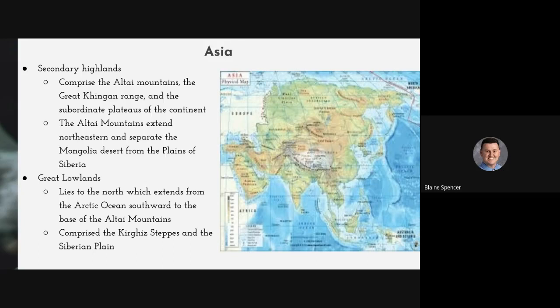Now, the secondary highlands of Asia are going to be the Altai Mountains, the Great Khingan Range, and the subordinate plateaus of the continent. Basically every other elevation in the continent that is not part of the primary highlands is going to be a part of the secondary highlands. Pretty simple. The bulk of it is going to be in this region over here, in the northwest area near the Ural Mountains.